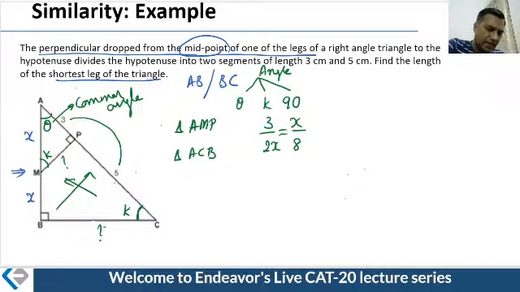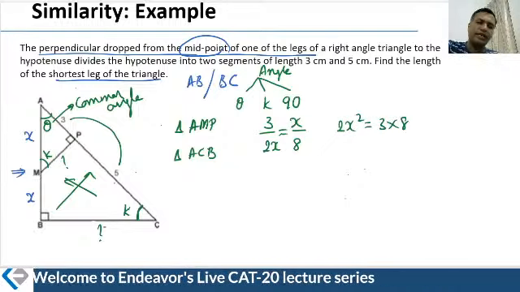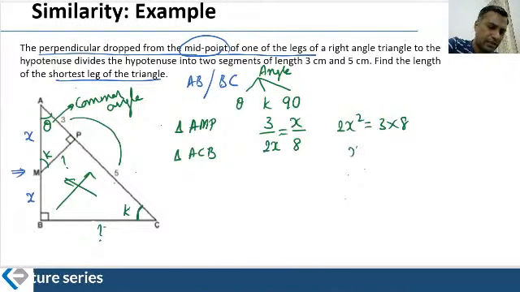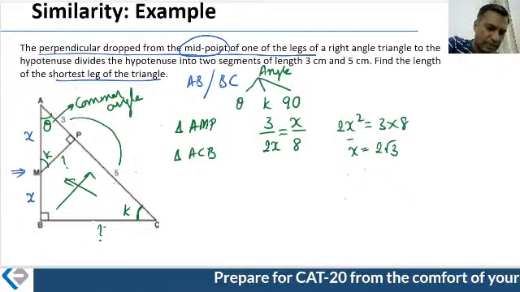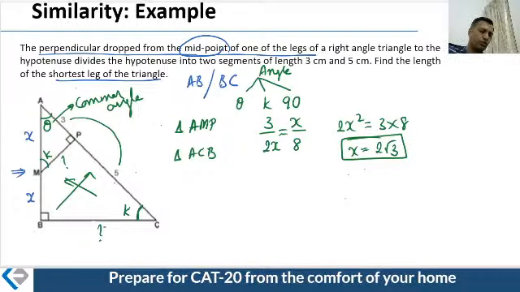Great. So you cross multiply. You are saying that 2x squared is equal to 3 into 8. So x is nothing but 2 root 3. That's the value of x. Come back to the diagram now. You can find every other side, and then you can close this particular issue.